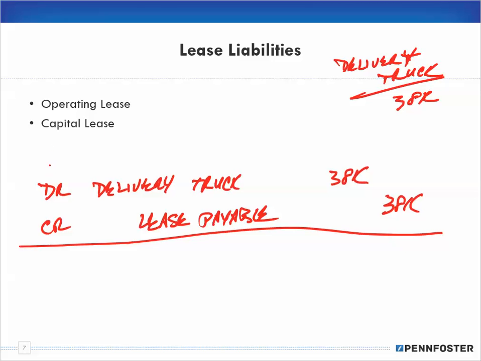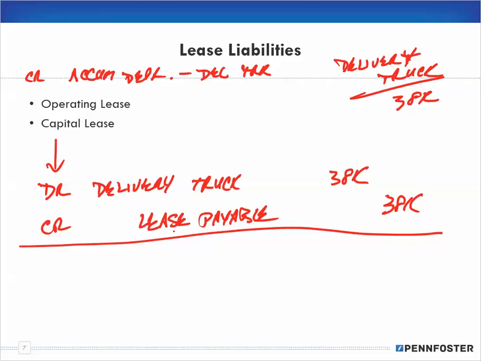Now, because we're debiting our delivery truck, that also means that we're going to have a credit to accumulated depreciation for the delivery truck, as a contra asset account, all right, so that we can book the depreciation against the delivery truck, right?